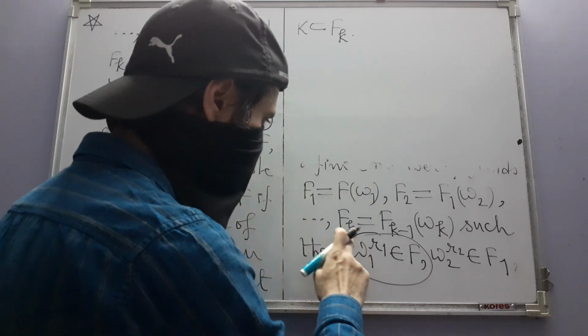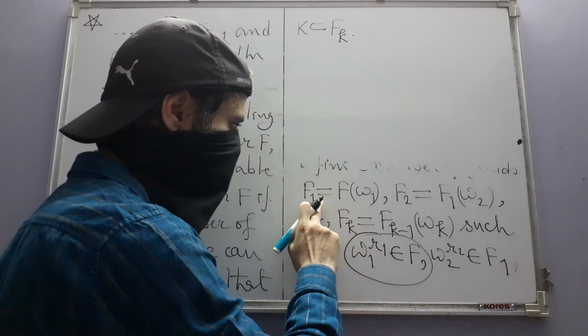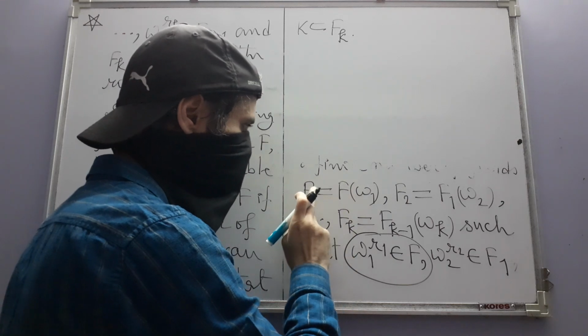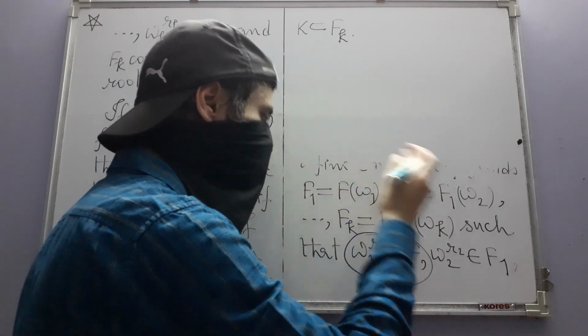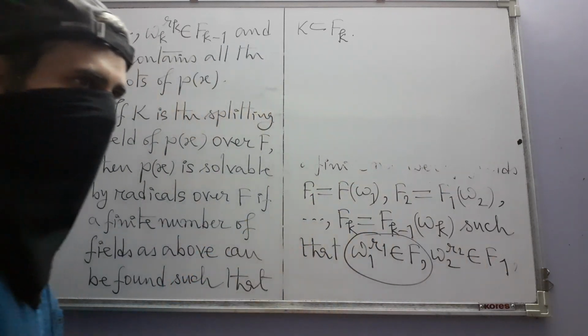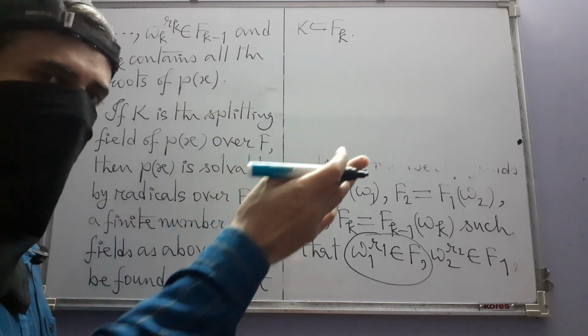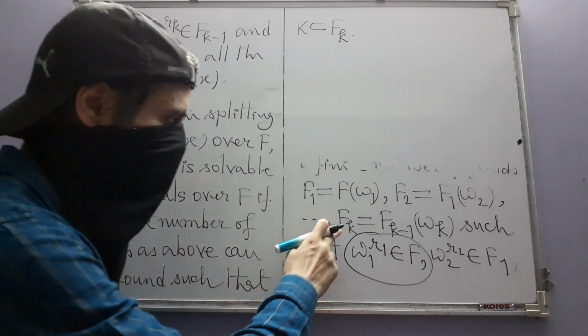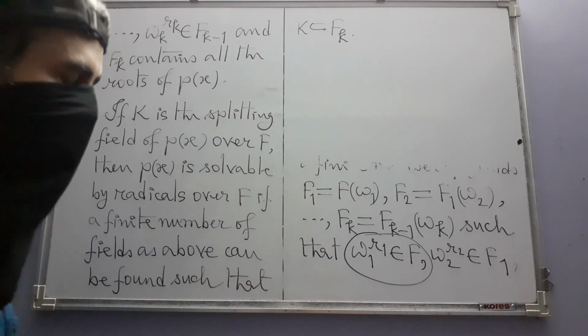F_k after all is going to be an extension of F, right? Because extending F you get F1, extending that you get F2. So finally you are getting F_k, so ultimately F_k is an extension of F, but we can assume that F_k is a normal extension.